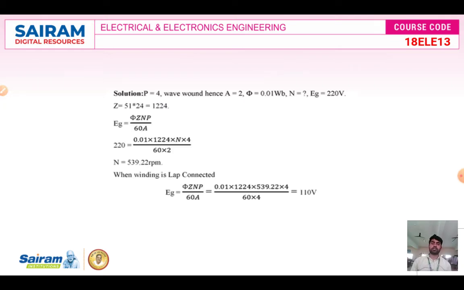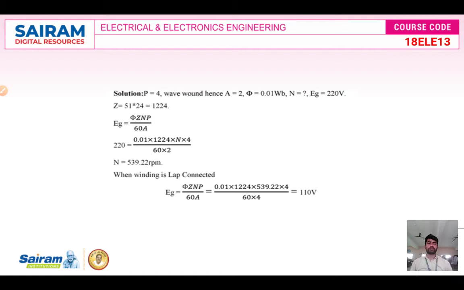Solution: P, the number of poles, is 4. Wave wound, hence A is equal to 2. Phi is equal to 0.01 Weber, N we need to determine, and EG is equal to 220 volts. What about the Z formula? Z is the number of slots times conductors per slot. The number of slots is given as 51, so 51 slots times 24 conductors, that is 1224.